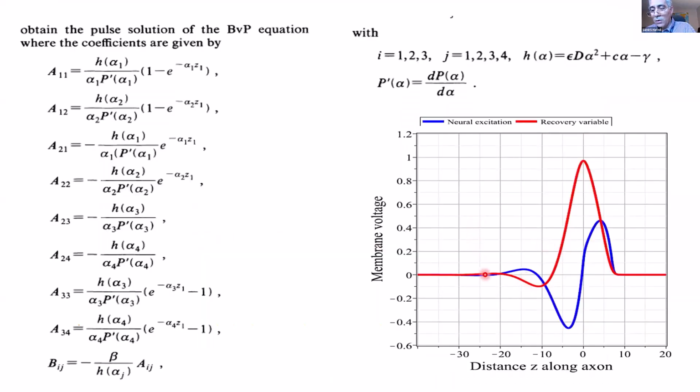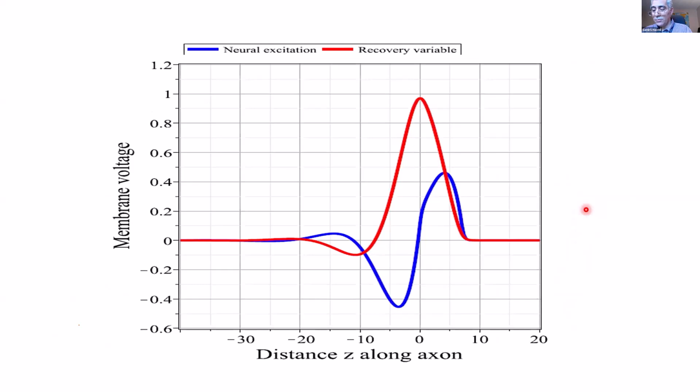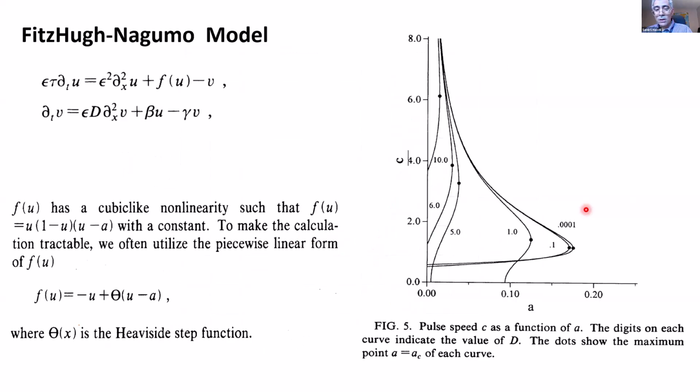The blue curve is the neural excitation in the axon of the neuron that propagates along the distance, which is the distance along the axon. What you see in the blue curve is the action potential, and the recovery variable, the inhibitor, is the curve in red. So this is a bigger picture of it, and this is obtained using Maple.